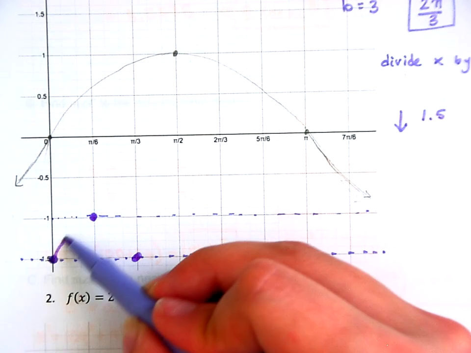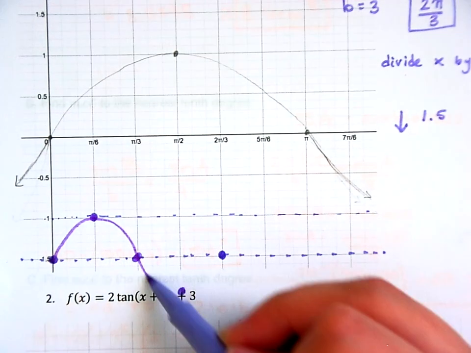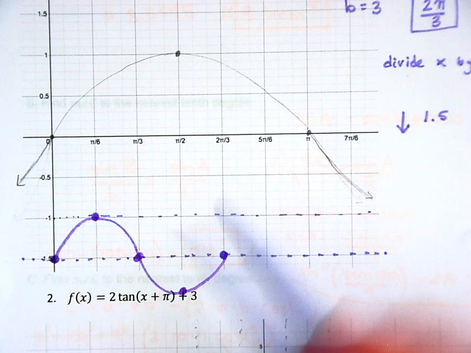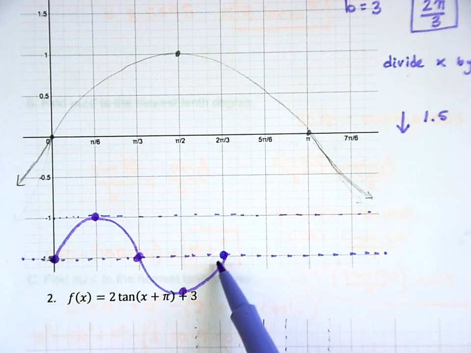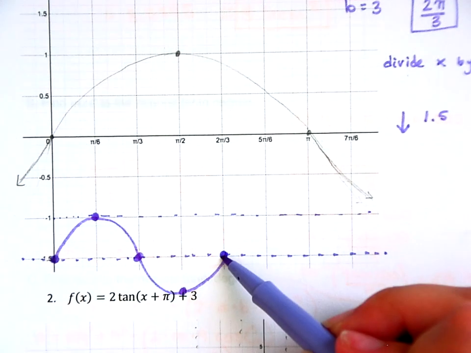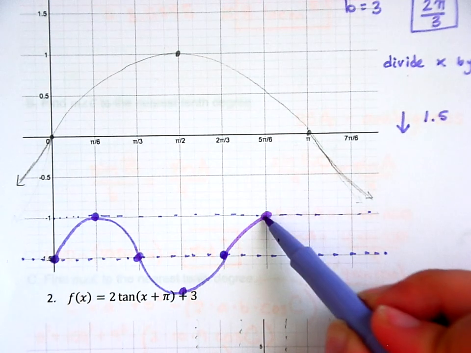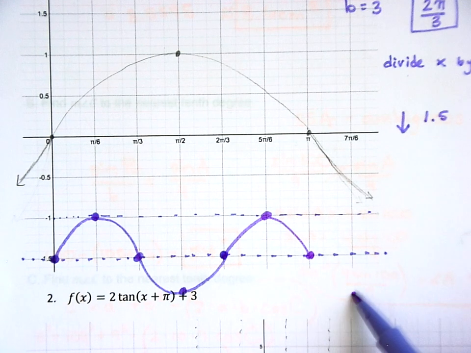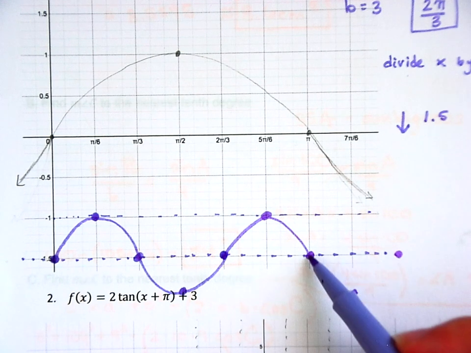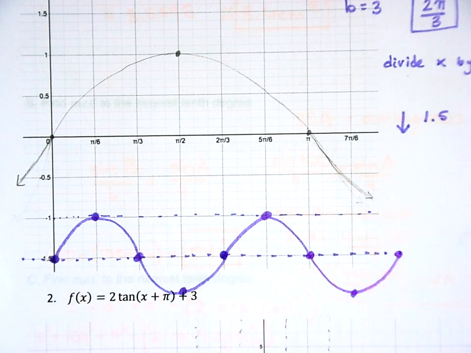So remember, always think about what your full sine curve looks like. We go up, back to the x-axis, down, back to the x-axis, and that's a full sine curve. We'll do one more. So we're going to go up 1/2, back down to the x-axis, down 1/2, and back up. So those are 2 full periods.